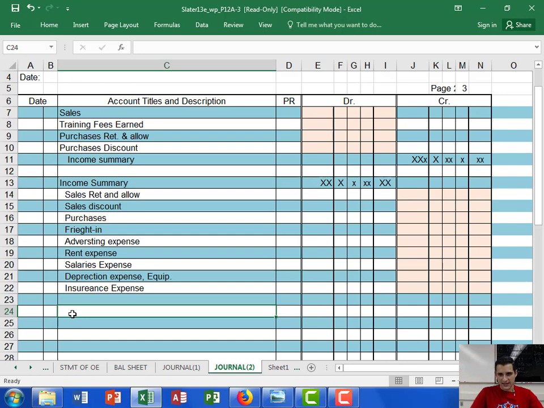So then when you close out the income summary, you're then going to debit the income summary by the amount. So I'm going to give you a small hint here that it's going to be somewhere in the amounts of this number. And then you would then credit that same number into capital.